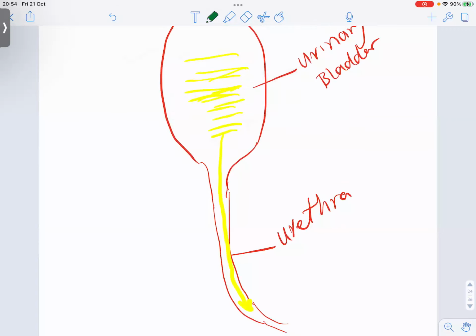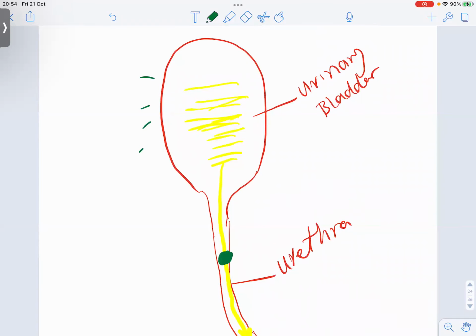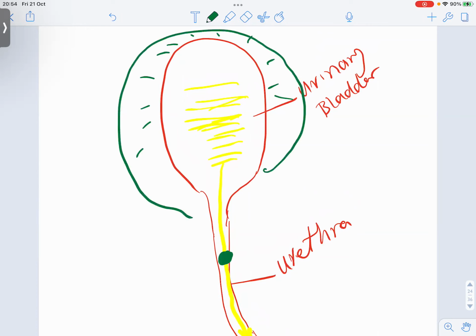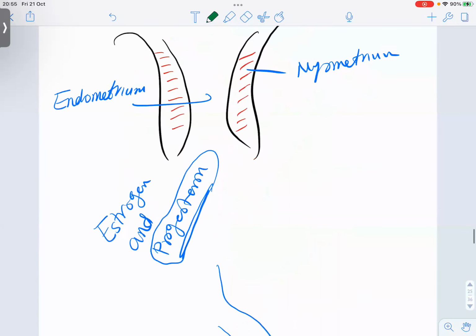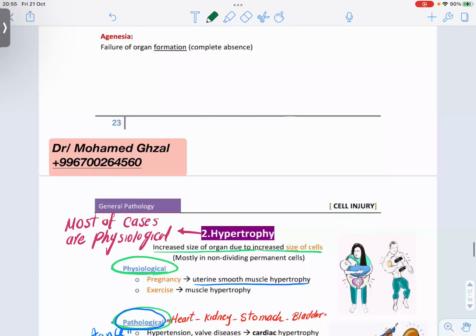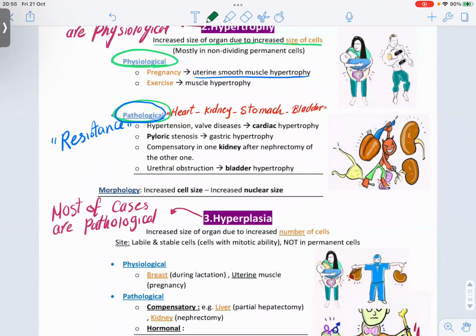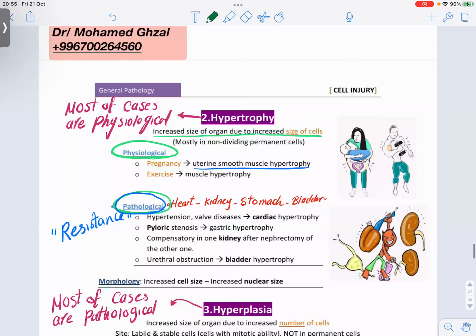For example, something is blocking the urethra. So what's gonna happen to the bladder? The bladder will start to contract very hard and will start to hypertrophy to be able to push the urine against this resistance. So it's all about the resistance. When resistance increases, the organ will increase the size of its cells to be able to push against this resistance.